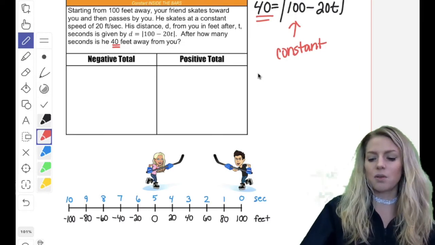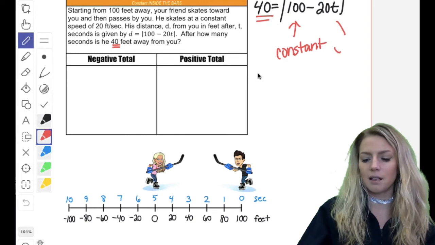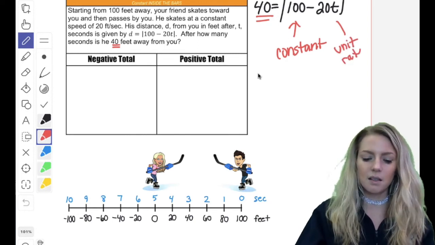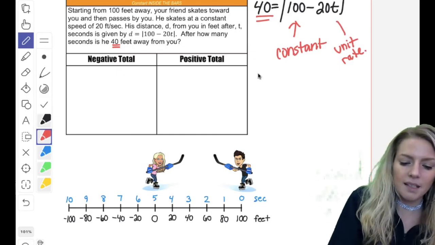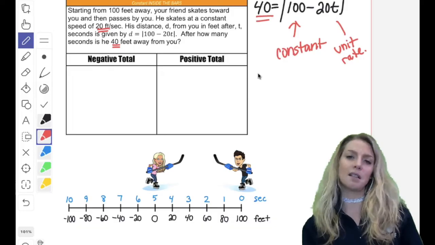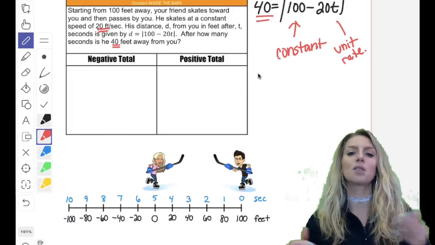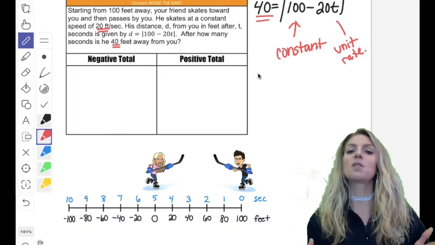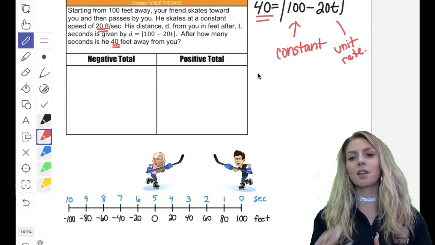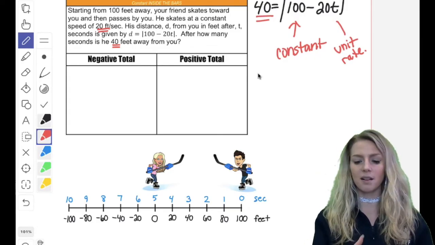And then also the reason that the unit rate is 20t or minus 20t is because in the word problem, he's skating 20 feet per second. The reason it's negative is because he's going towards me, and since he's going towards me, the distance between us is getting smaller and smaller. So let's take a look at how that looks on the graph, and then we're going to solve it algebraically.